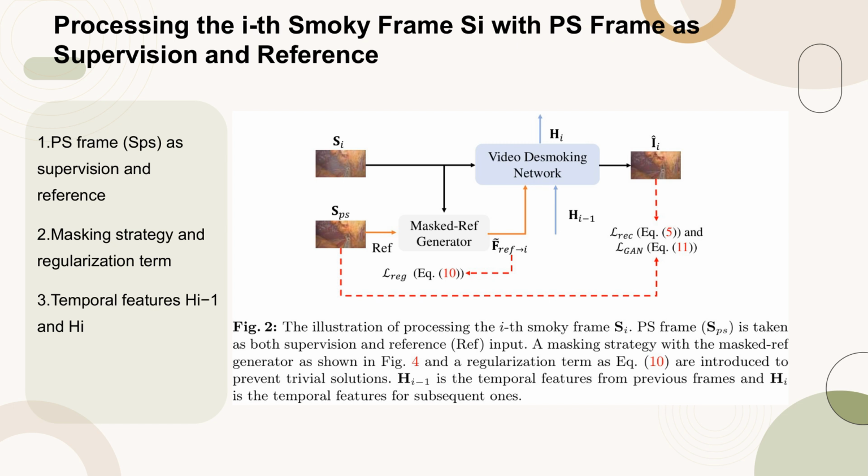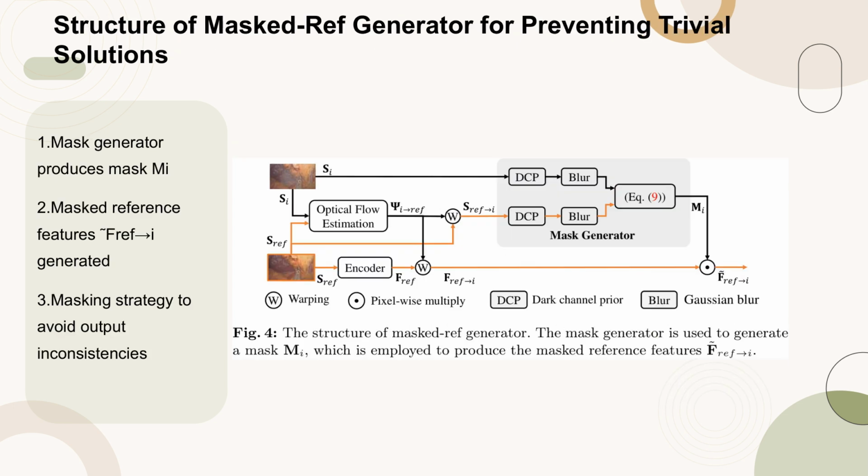Figure 4 illustrates the structure of the masked ref generator, which plays a crucial role in the video desmoking process. The mask generator is designed to create a mask M_i, which is then utilized to produce masked reference features for F_i. This masking strategy is essential to prevent the output contents from being inconsistent with the smoky inputs. By excluding certain features from the reference, the model can focus on the relevant clean information, thereby improving the overall desmoking performance.